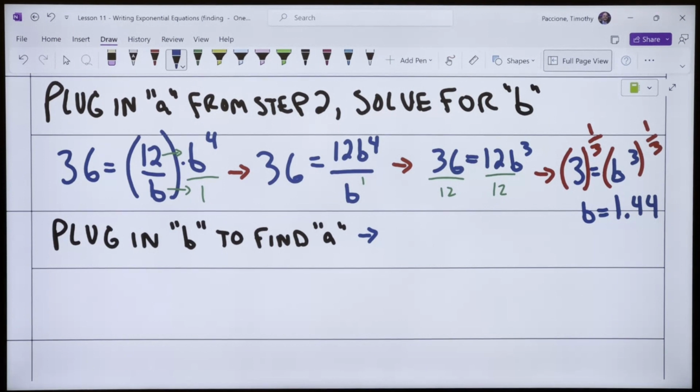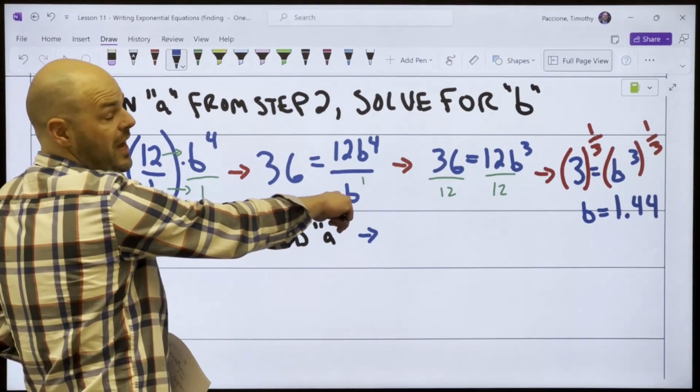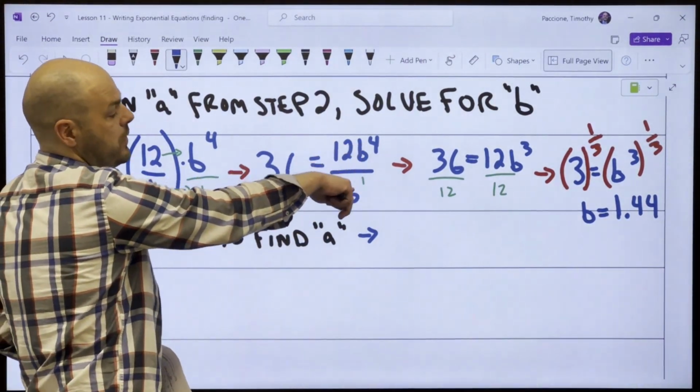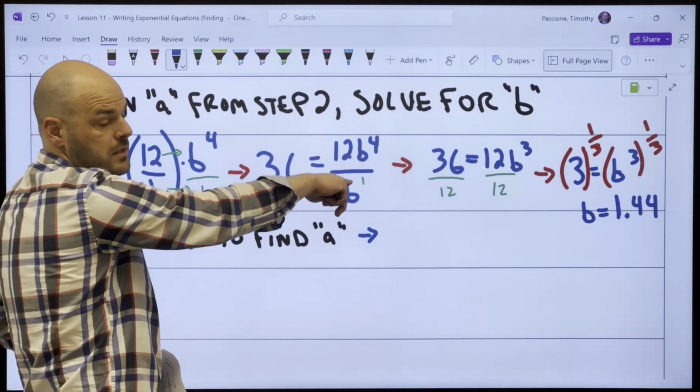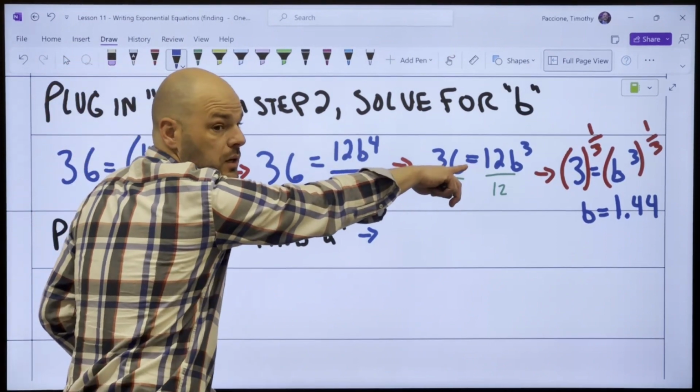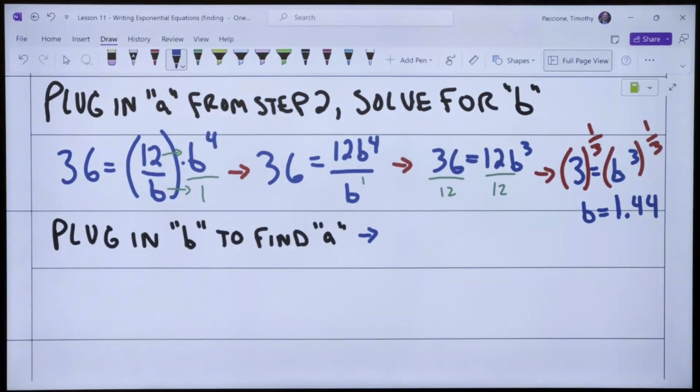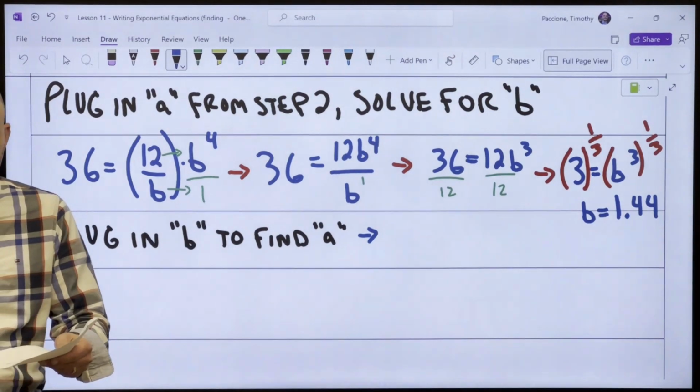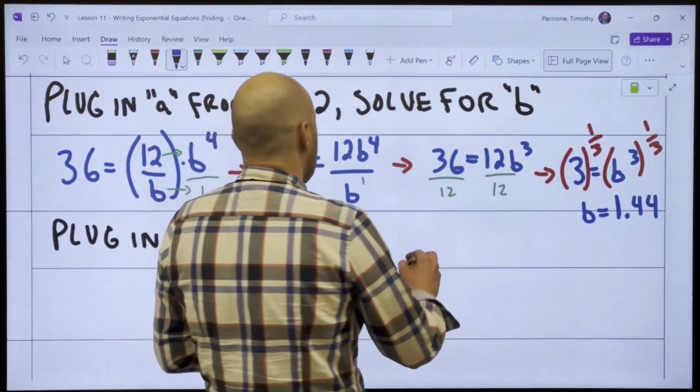You changed 12b to the fourth to 12b cubed. It was 12b to the fourth divided by b to the 1. B to the fourth over b to the 1, you would subtract. 4 minus 1 is 3. Would the new equation be any of the missing x values equals a, b to that? That's more work than we even need to do.